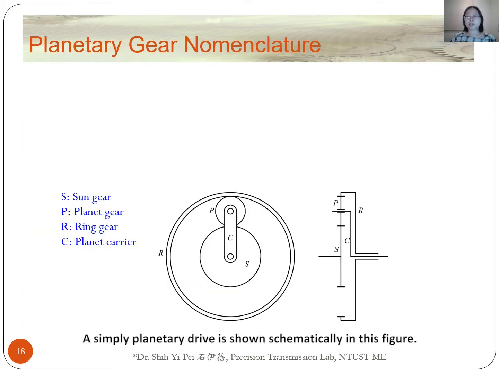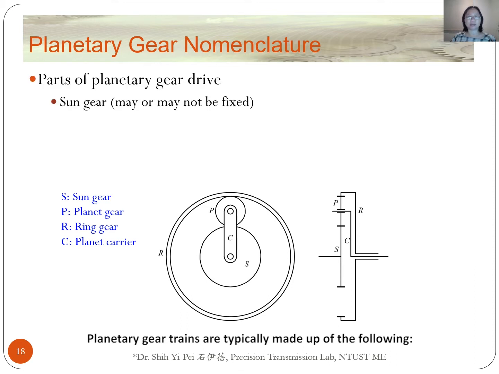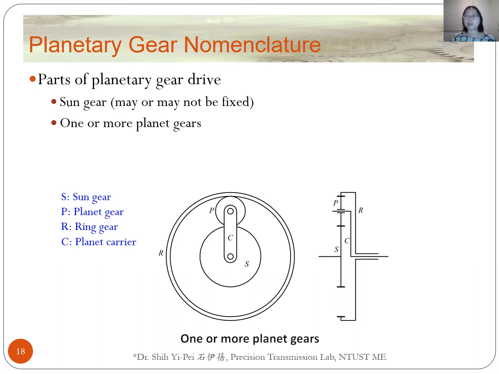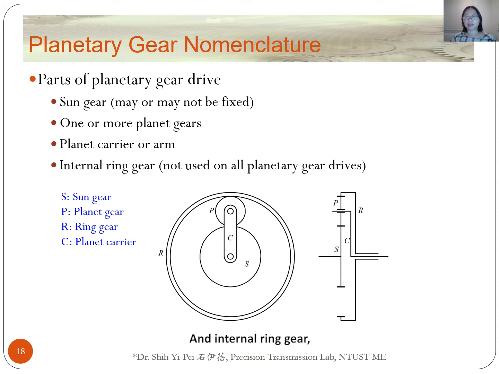A simple planetary drive is shown schematically in this figure. Planetary gear trains are typically made up of the following. A sun gear, which may or may not be fixed. One or more planet gears are mounted on the movable arm or carrier, which itself may rotate relative to the sun gear. And the internal ring gear, which sometimes is not used on planetary gear drives.